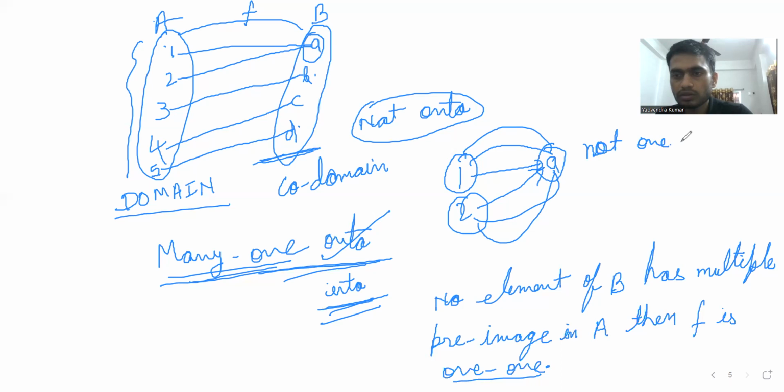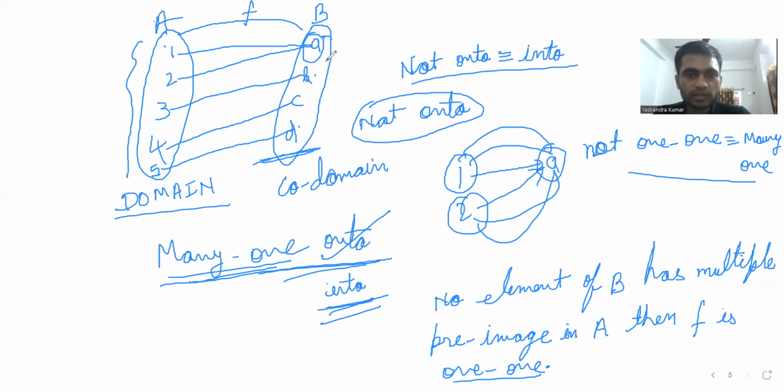Not one-one is equivalent to many-one. Sorry, many-one. And not onto is equivalent to into.